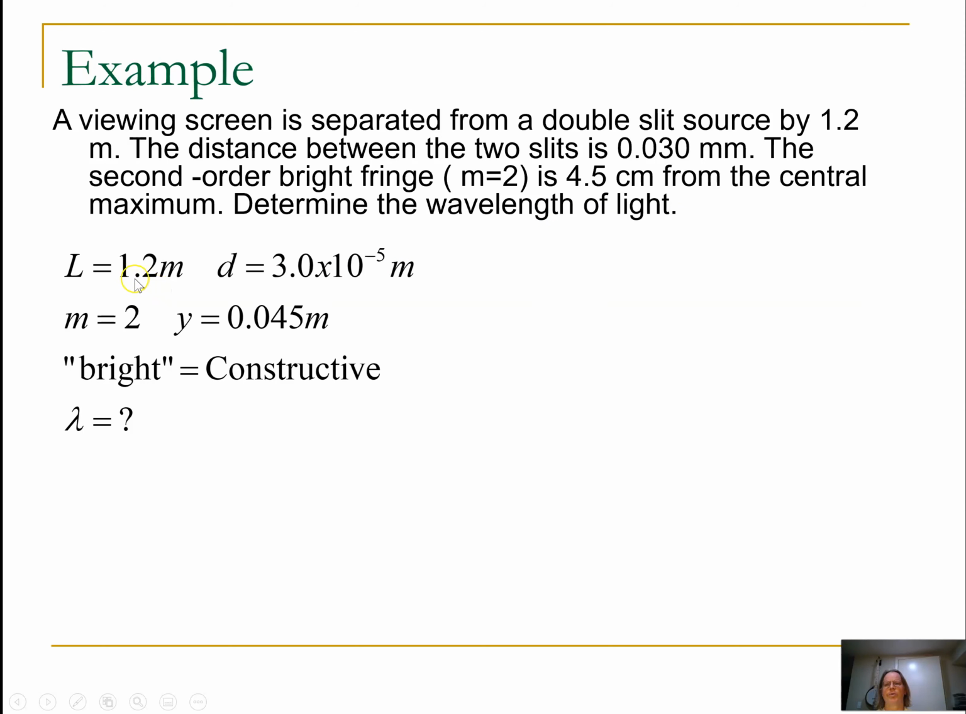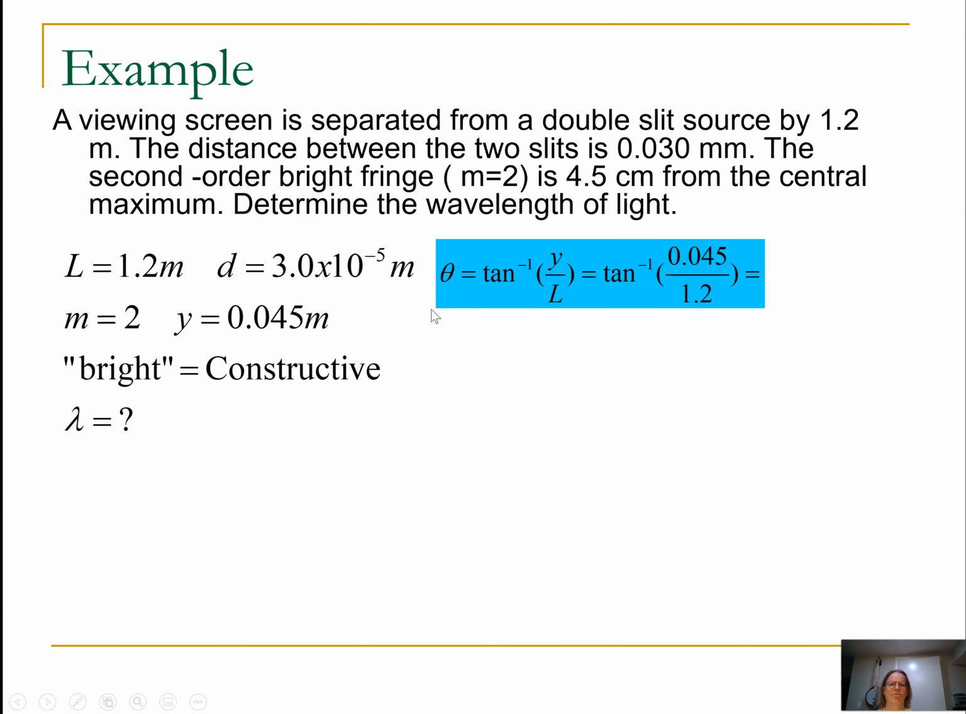Alrighty. So we know the distance to the screen is 1.2 meters. That's what this tells us. That's the distance from the slits to the screen. So first thing, let's find your angle. Okay, so if you're wondering what exactly we're doing here, let's say there's your slits of your light. The distance to the screen that way, that's your 1.2 meters.